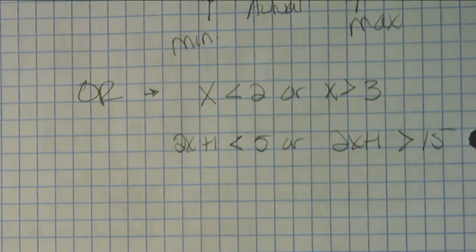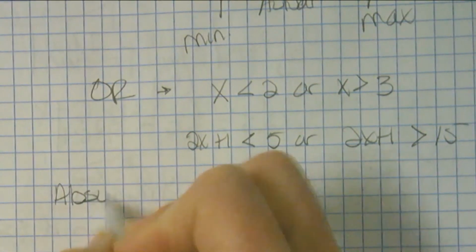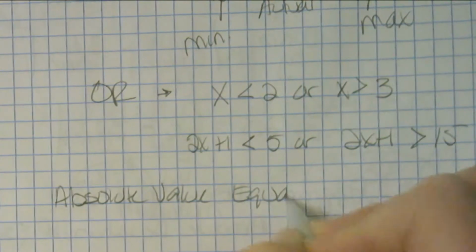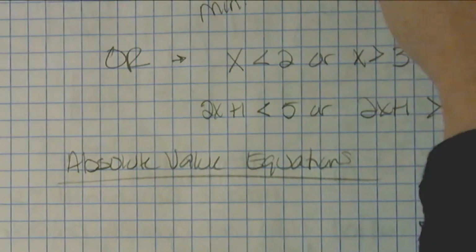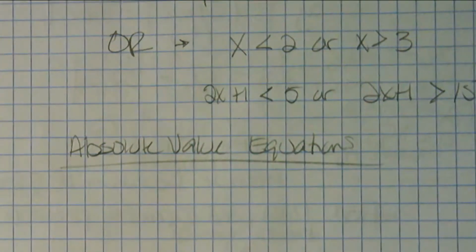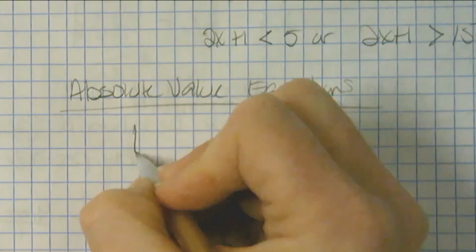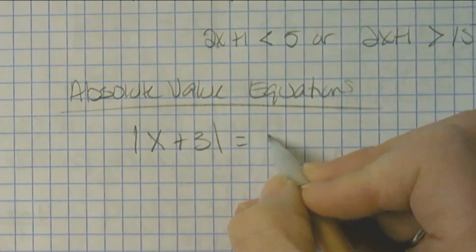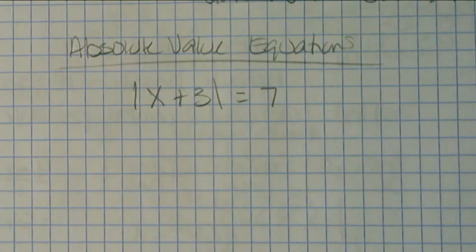All right, now I want to review absolute value equations, because what we're doing today combines these two things together. So if I have something like the absolute value of x plus 3 is equal to 7, how do we solve this? Giselle?